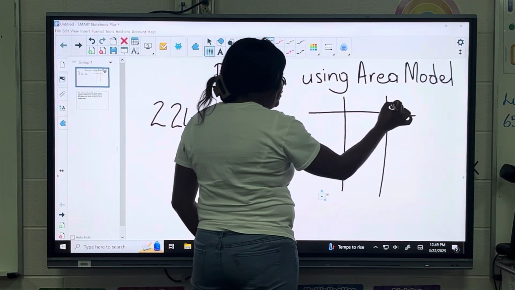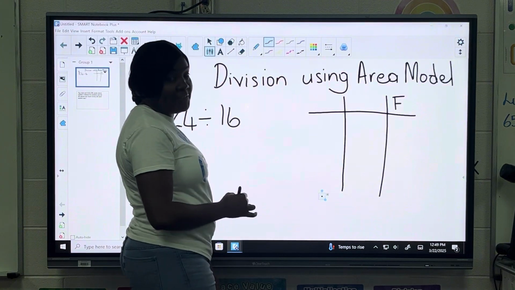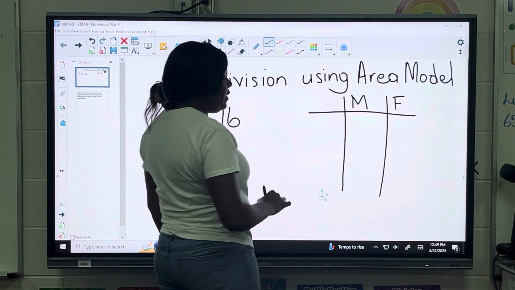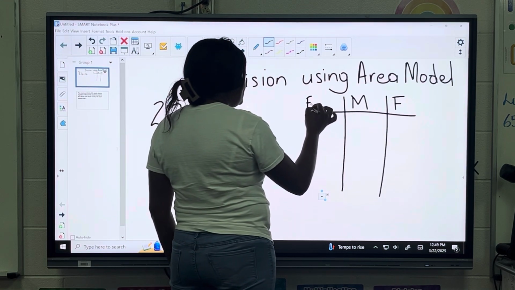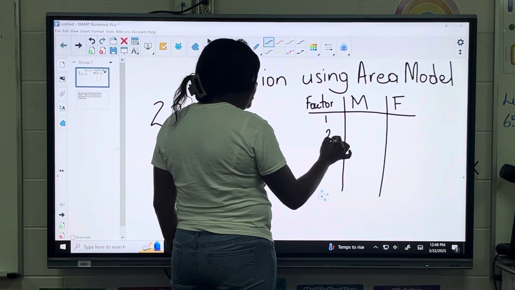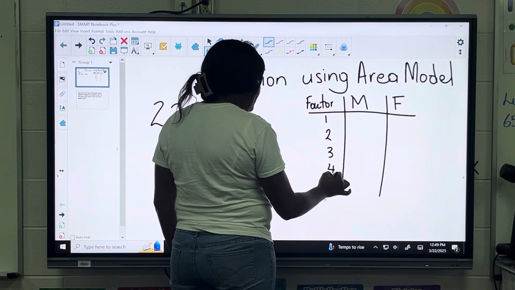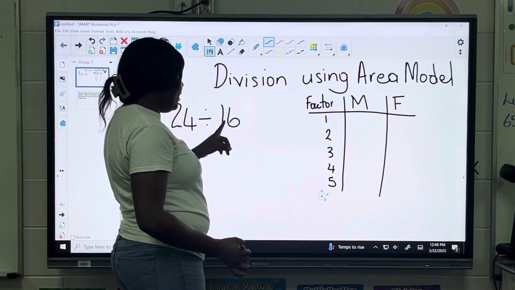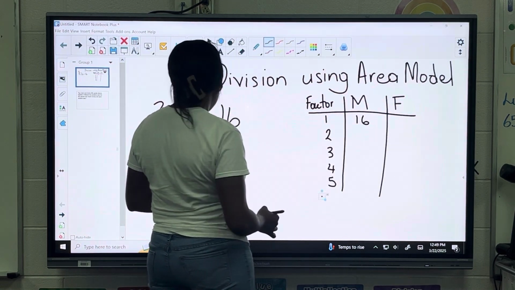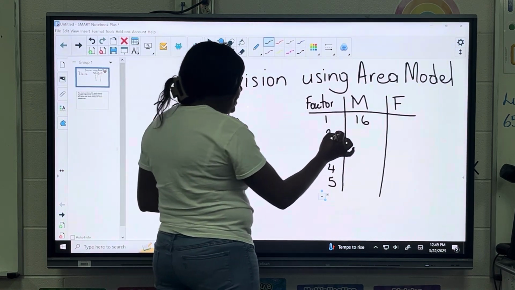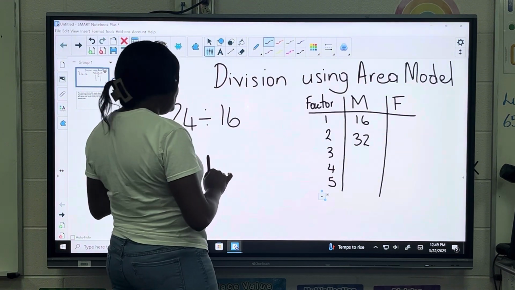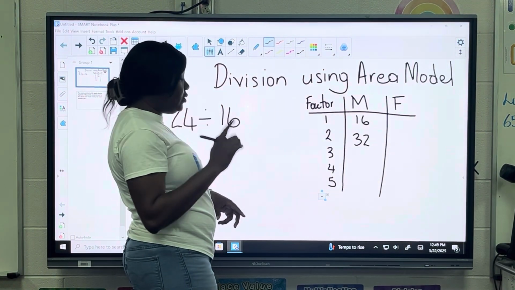Remember, one column is for my friendly numbers, and I'm using F for friendly numbers. One column is for my multiples and another column is for my factors, my initial counting factors. So I'm going to do 1, 2, 3, 4, 5. Then 1 times 16 is 16. 2 times 16 is 32. And I'm going to stop there, boys and girls, because this number begins with double 2.